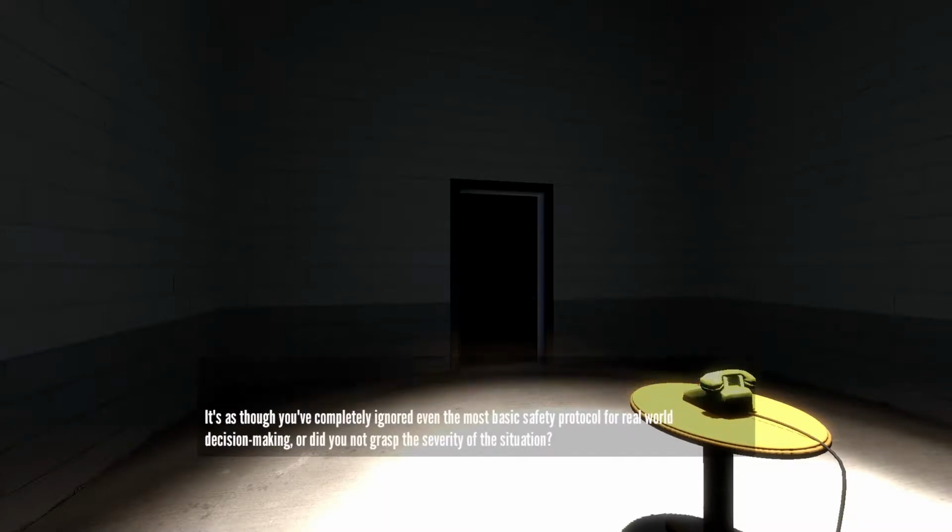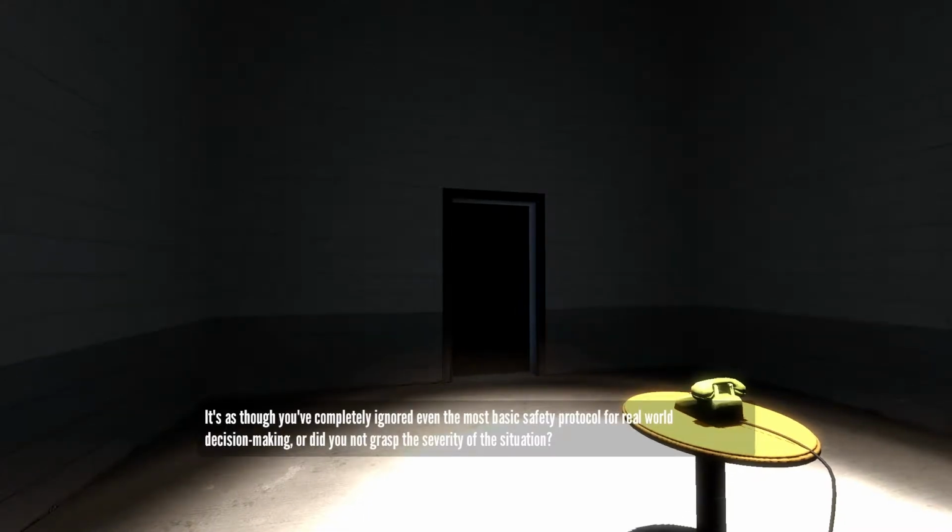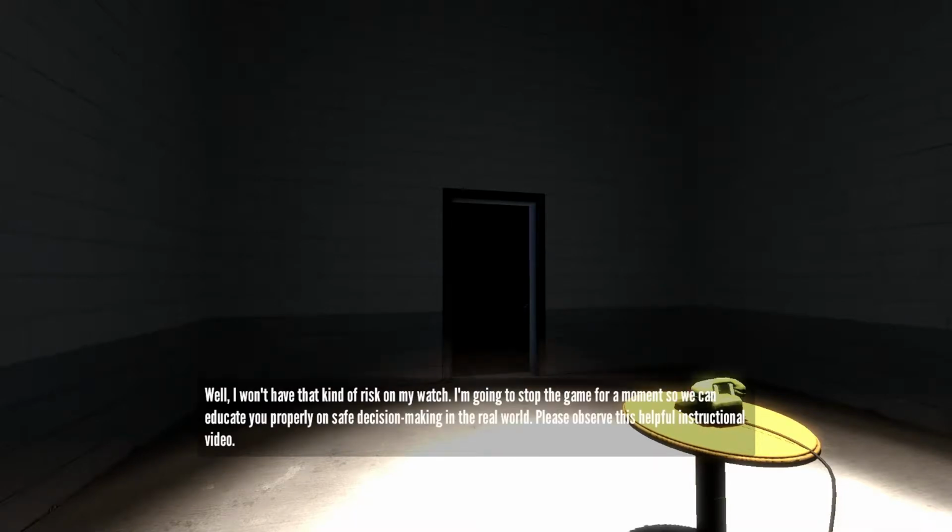It's as though you completely ignored even the most basic safety protocol for real-world decision-making. Or did you not grasp the severity of the situation? Well, I won't have that kind of risk on my watch. I'm going to stop the game for a moment so we can educate you properly on safe decision-making in the real world. Please observe this helpful instructional video.